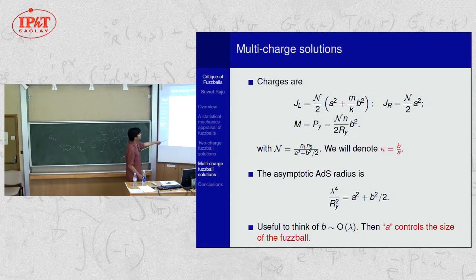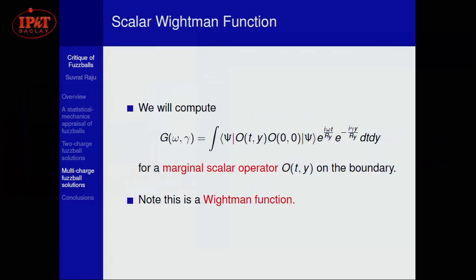Okay. Anyway, there are some precise formulas here, and the main point of this bullet point is that I want to think of this ratio b by a, and thinking of a being small as a small fuzzball. But you don't have to take this. All of you know these solutions well, so let's just think of these formulas. Okay, so now here's what I'm going to compute.